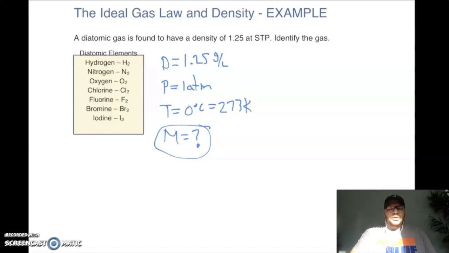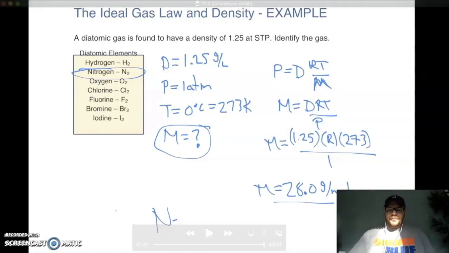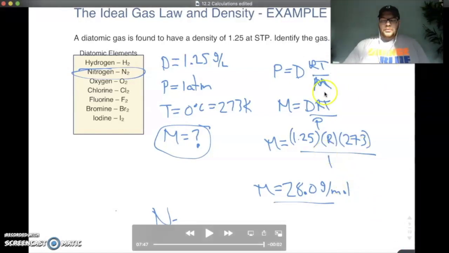Okay, so hopefully you were able to solve this problem. In a moment, we should see the solution pop up on the screen. We can see that we used our modified version and solved it for molar mass, because if we solve for molar mass, we can identify gases using molar masses. So we got 28 grams per mole.